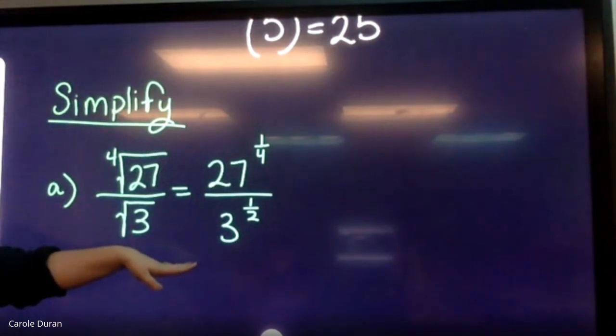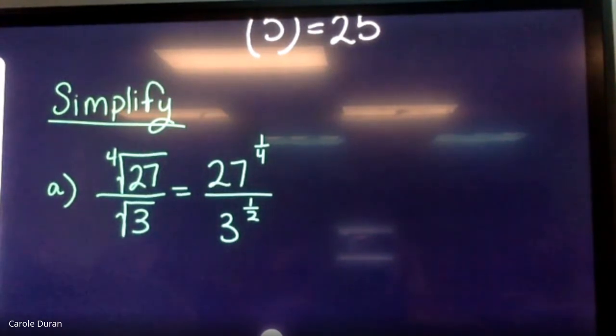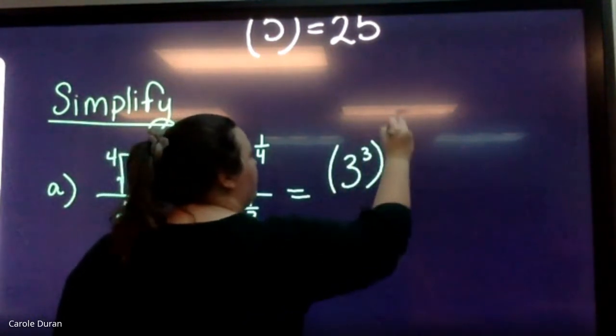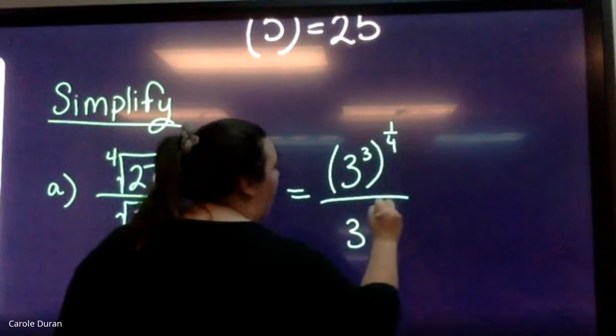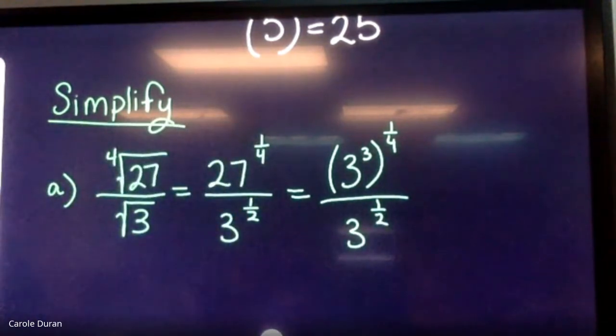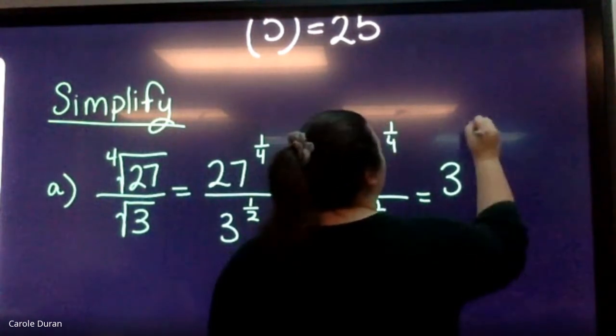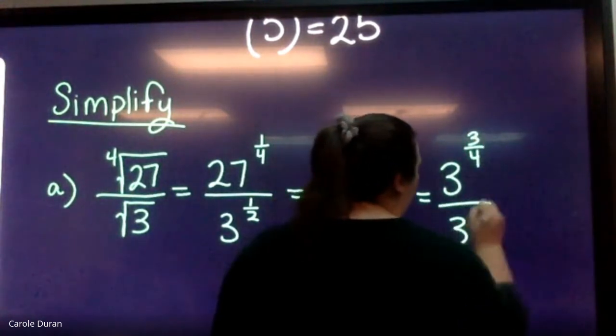I can't divide anything out. I can just rewrite it using exponential form. 27 is 3 cubed. So that means this becomes 3 cubed to the 1/4 power over 3 to the 1/2 power. Of course, I need to simplify that numerator, so I'm going to multiply the 3 and the 1/4 together. So then this becomes 3 to the 3/4 over 3 to the 1/2.